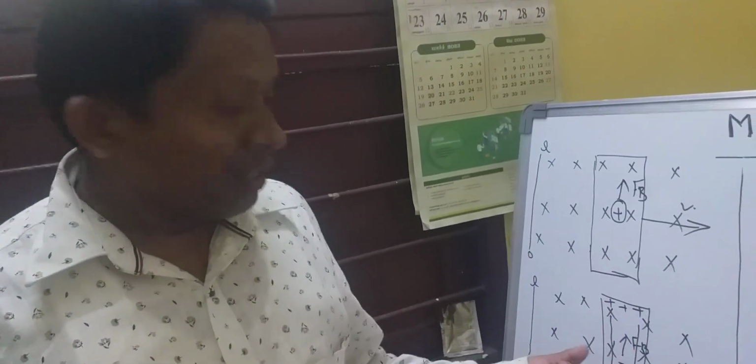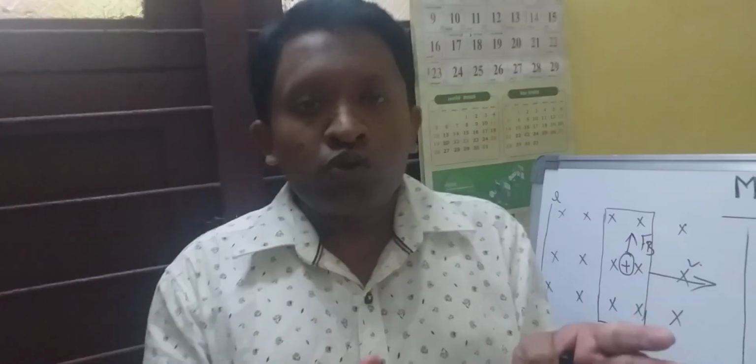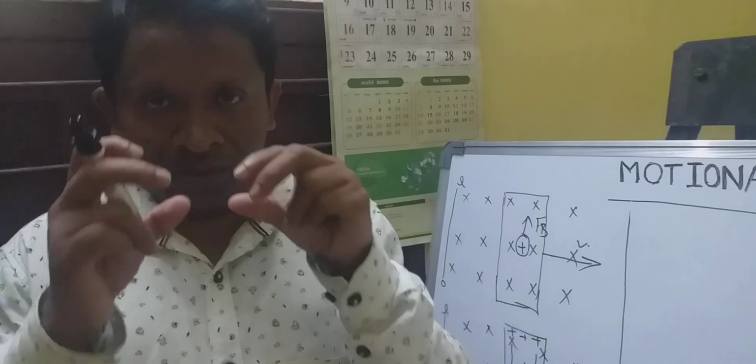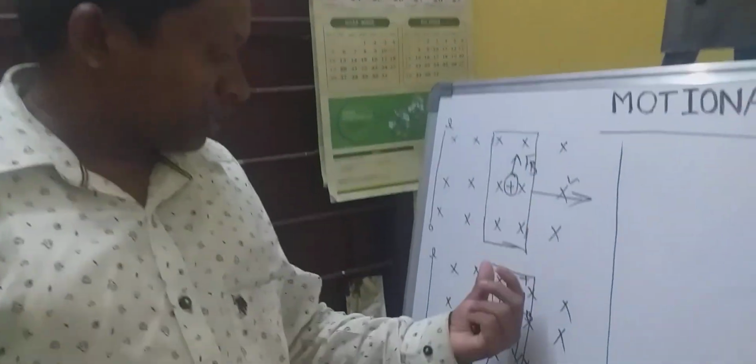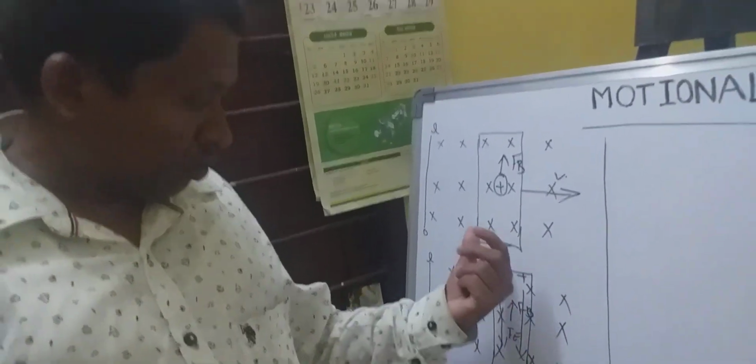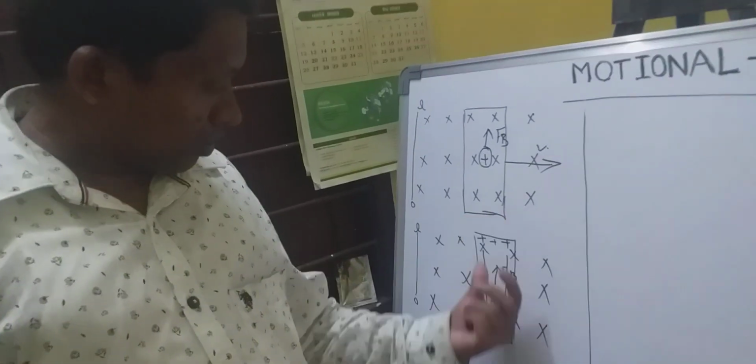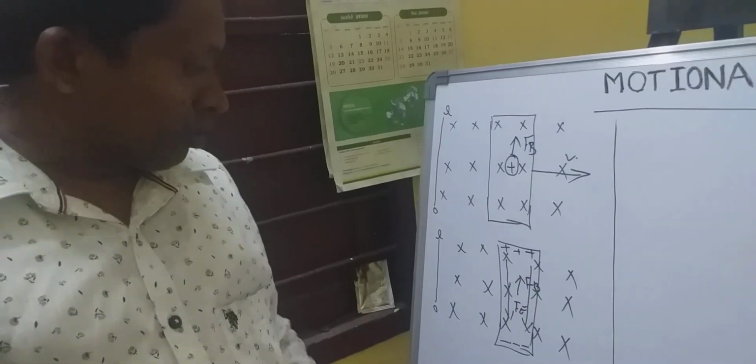The charge keeps moving, and the electric field inside the conductor grows more and more. This will happen until the two forces are equal. That means the electric force and the magnetic force become equal, and the charge stops flowing. This is the condition.